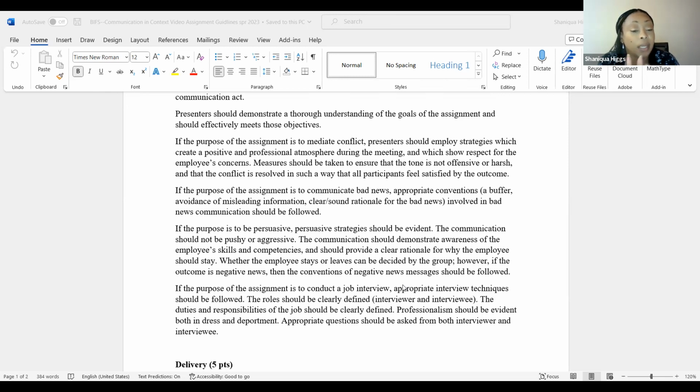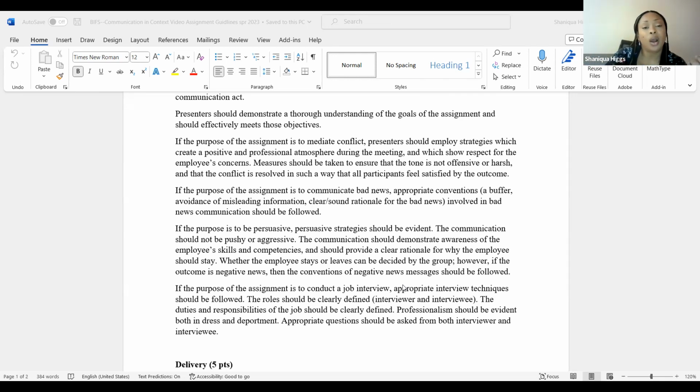And if it's a job interview, then the skills that we review next week about conducting a job interview and conducting yourself on a job interview should be evident, right? So professionalism in dress and also deportment. Okay, and appropriate interview questions. So what should the person being interviewed ask? What should the interviewer ask?